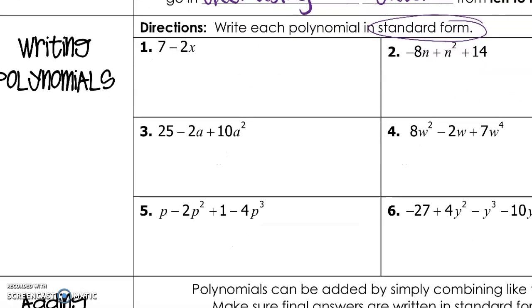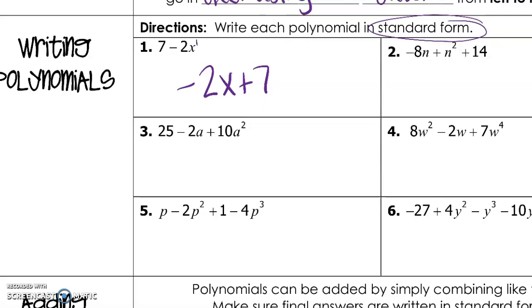If you look at number 1, we are just rewriting this. It doesn't look like there's an exponent, but remember that x has a 1. Your constant term, your plain number, always has to go last. So this would be rewritten as negative 2x plus 7. Make sure the 2x is negative and your 7 is positive.